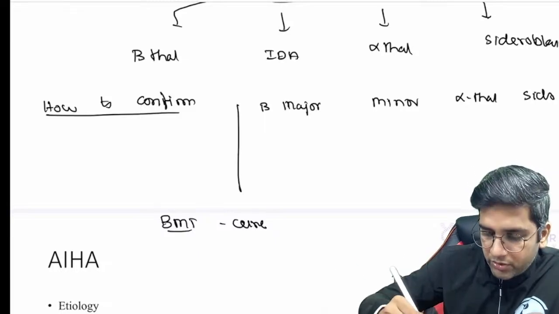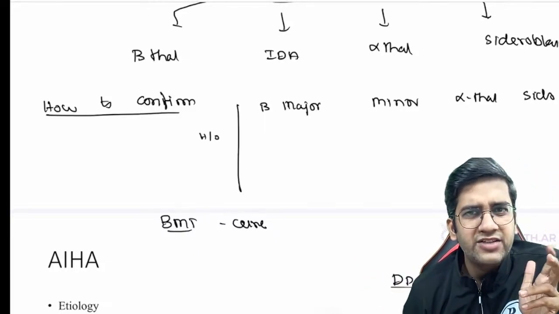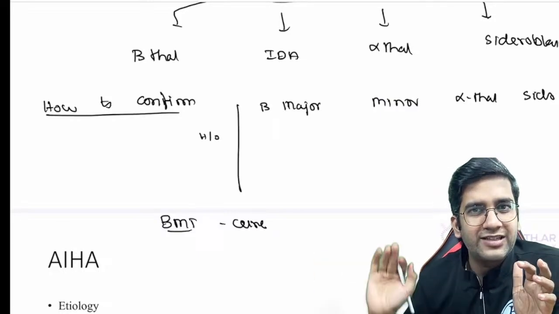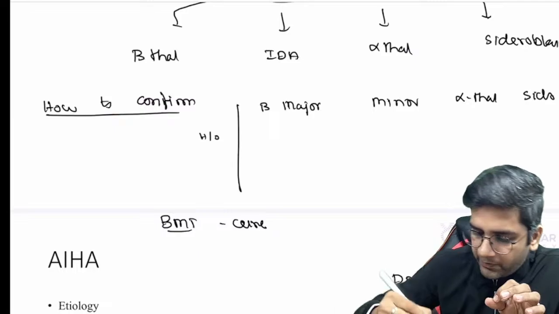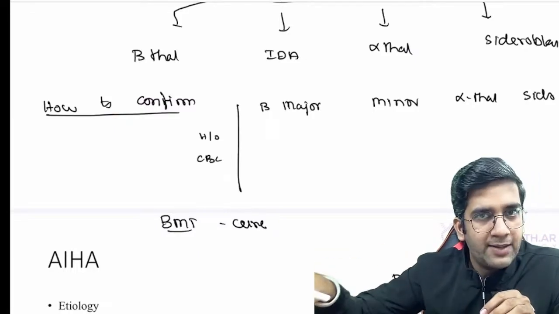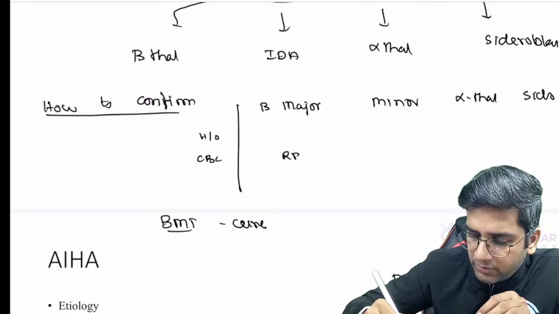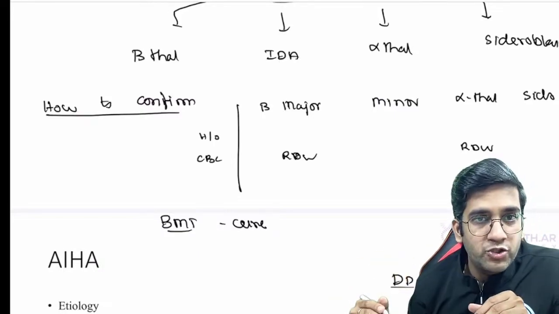Fine. Now, history. Beta thal major presents at 6 months. Iron deficiency anemia can present any time, right? So write the history. Frontal bossing will not be seen in iron deficiency anemia. Clue, classical history. Then go with CBC. In CBC, everywhere MCV will be reduced. MCH will be reduced. That's where my RDW comes into play. Your RDW comes into play. Mentzer index comes into play, right?